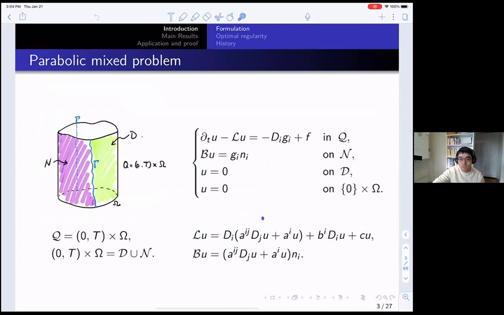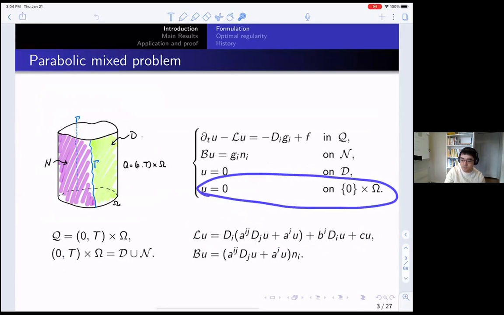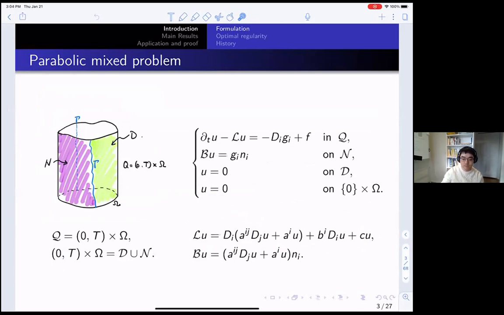Divergence form. So you assume this leading coefficient to be symmetric and bounded from below and above, uniformly elliptic. And we assume zero boundary and initial conditions. So the initial data is not important here. And the domain is a cylinder, zero to T times this Omega. Omega is the base.